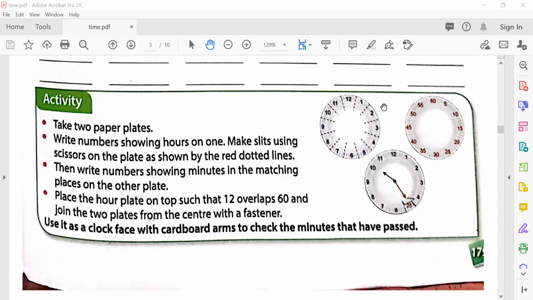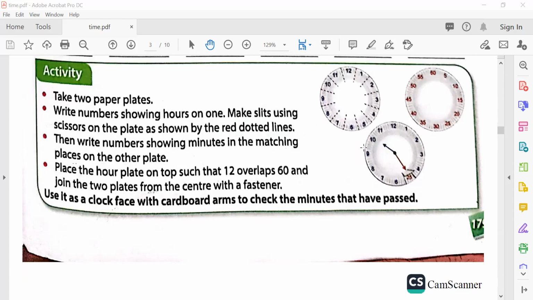I have another one. Now, this is an activity. I will give you a paper plate and then you will show me this activity. Take 2 paper plates. Write numbers showing hour on one. Make slits using scissors on the plate as shown by the red dotted lines. Then write numbers showing minutes in the matching places on the other plate. Place the hour plate on top such that 12 overlaps 60 and join the 2 plates from the center with a fastener. Use it as a clock face with cardboard arms to check the minutes that have passed. Wow, that's an amazing activity. You will do it and show me, okay?